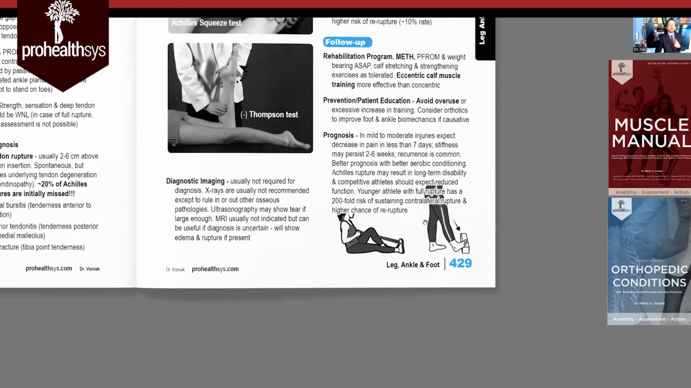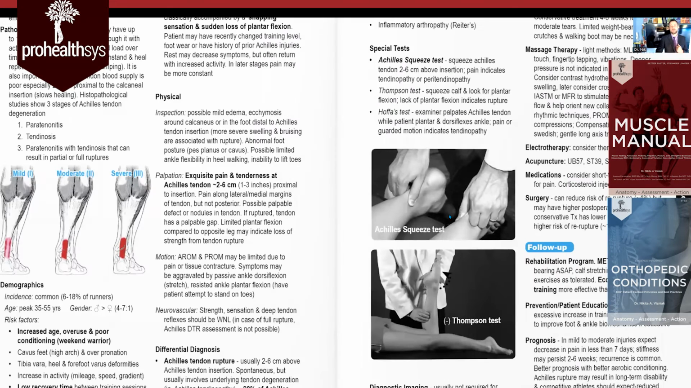You might also look at Achilles ruptures may result in long-term disability in competitive athletes and should be expected to reduce function. This is one of the things where you really have to educate and empower your people if they are elite level athletes and that's how they earn a living, like football players, soccer players, all of that kind of stuff. Young athletes with a full rupture have a 200-fold increase in sustaining a contralateral rupture, and a higher chance of re-rupture on the same side. Okay, so those are two prime examples right there.